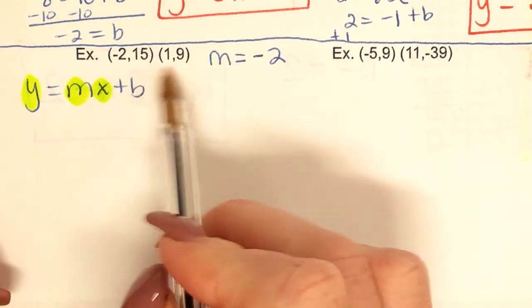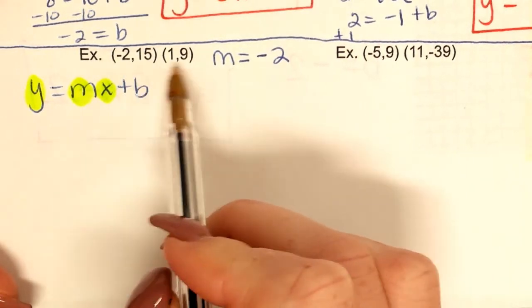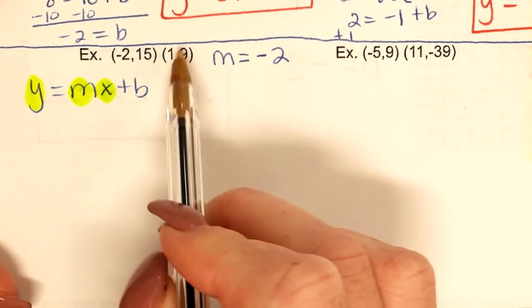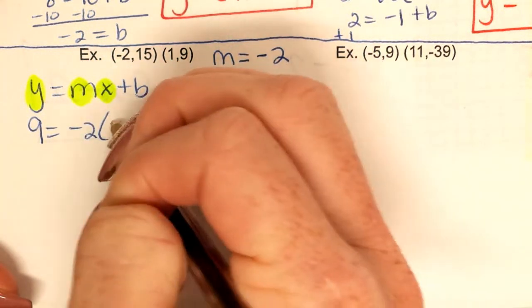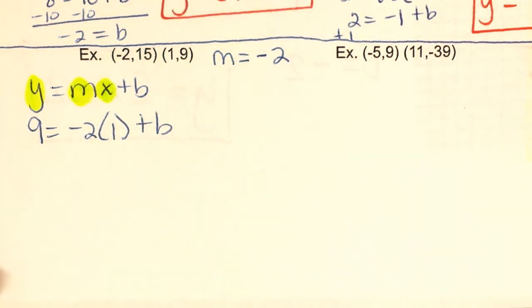Which coordinate did y'all choose? This one? That's the one I would choose too. So I have 9 equals -2 times 1 plus b. Yes?